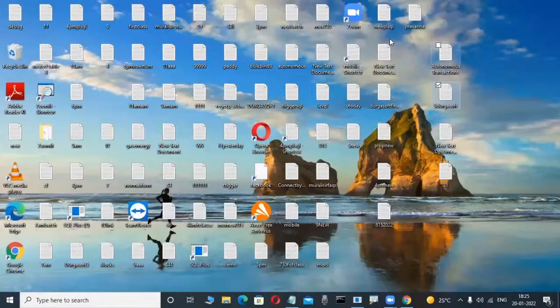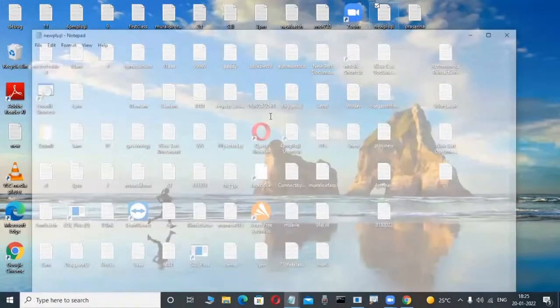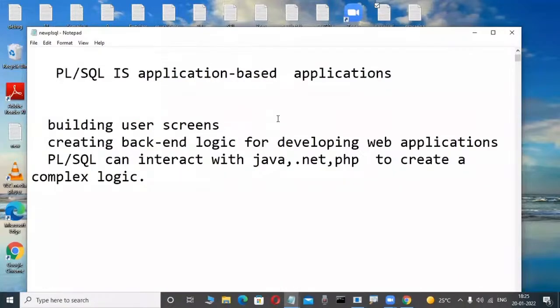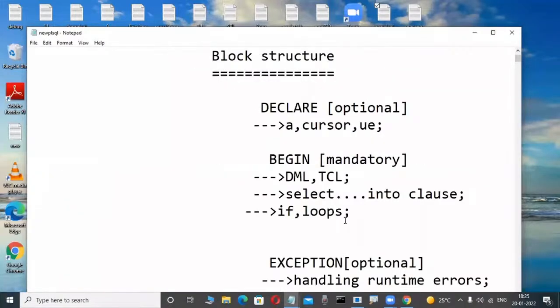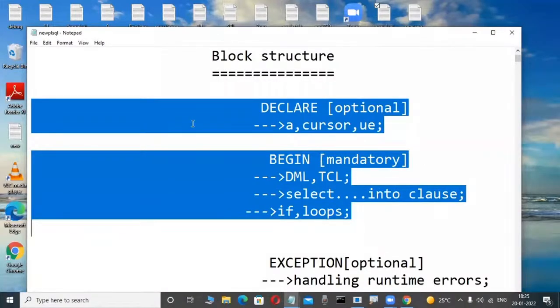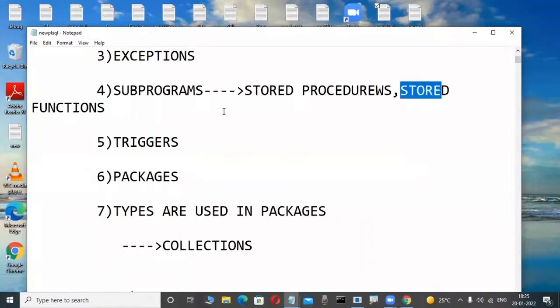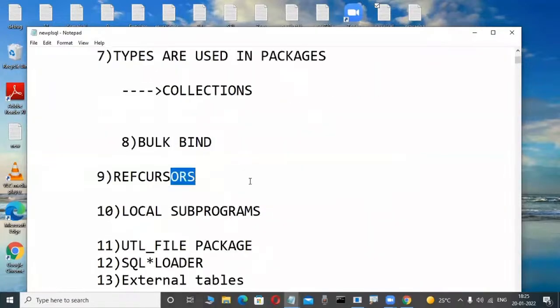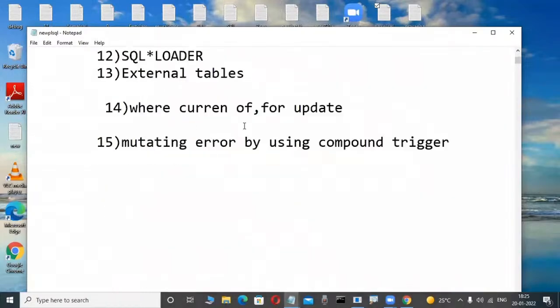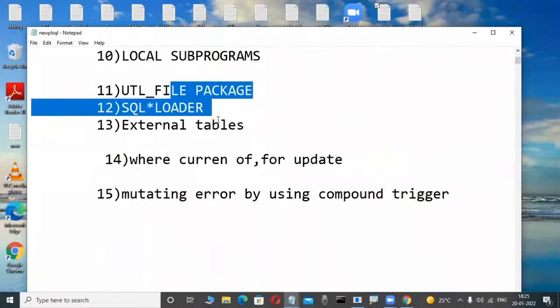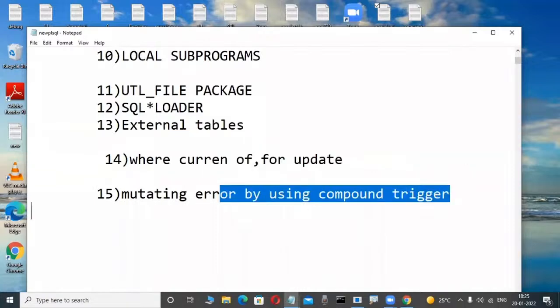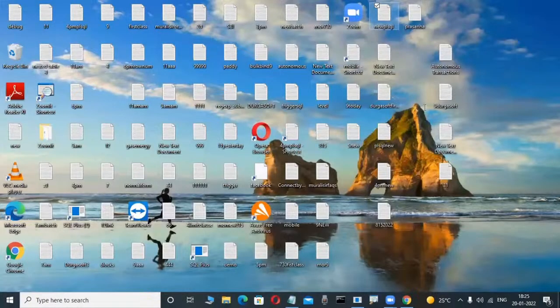Again, PL/SQL means some little bit of coding is there. Don't be afraid. This is PL/SQL, and here you are writing only a little bit of coding. In PL/SQL there are cursors, exceptions, stored procedures, stored functions, triggers, packages, types, collections, bulk bind, ref cursors, local subprograms, UTL_FILE packages, SQL*Loader, external tables, so many things like this. So much syllabus is there.